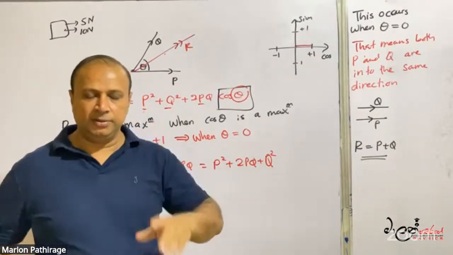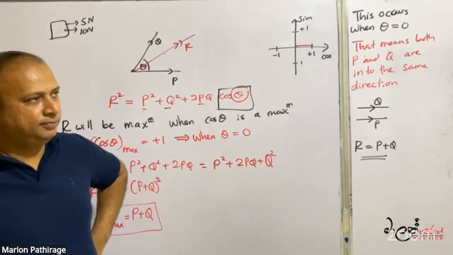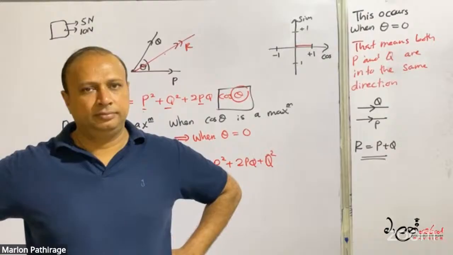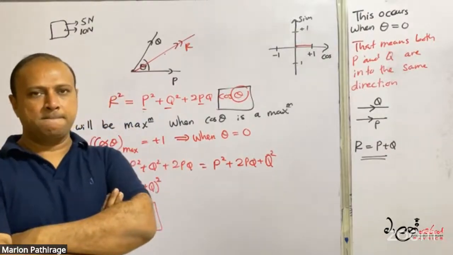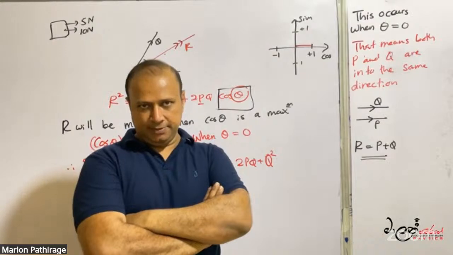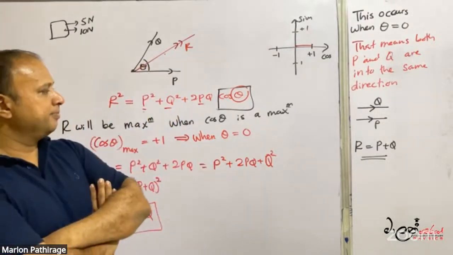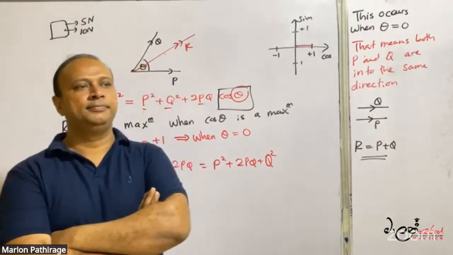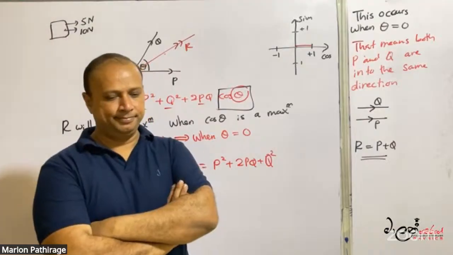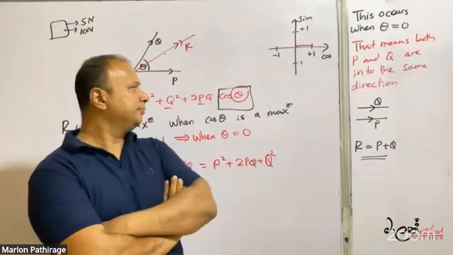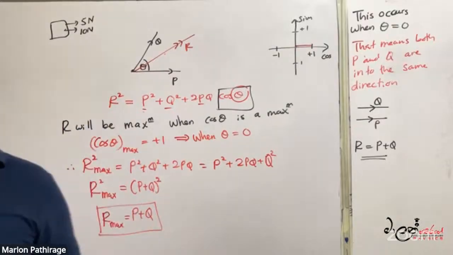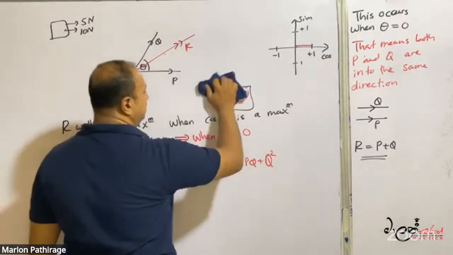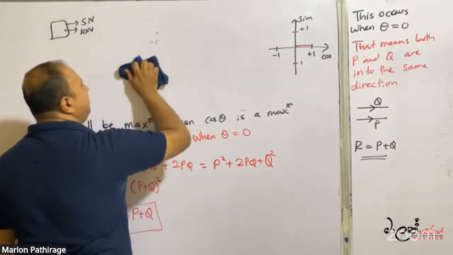Write this one. Therefore, R will be maximum when cos theta is a maximum. R will be minimum when cos theta is a minimum.